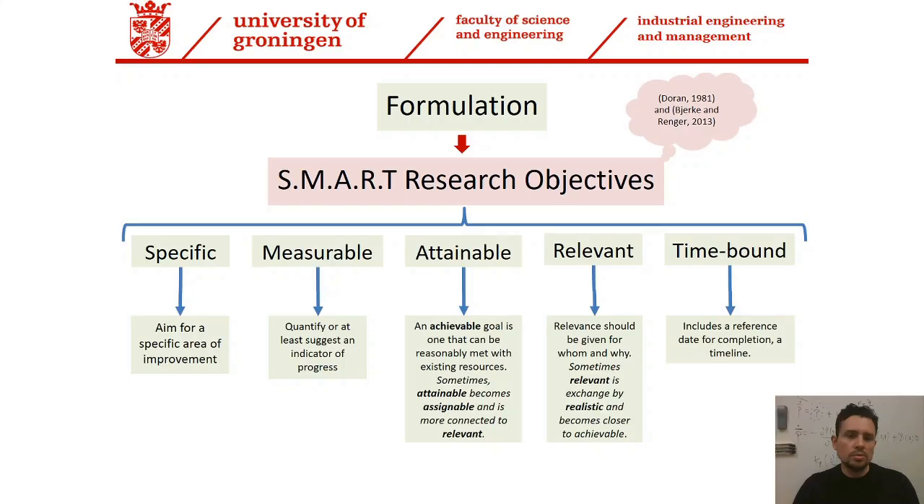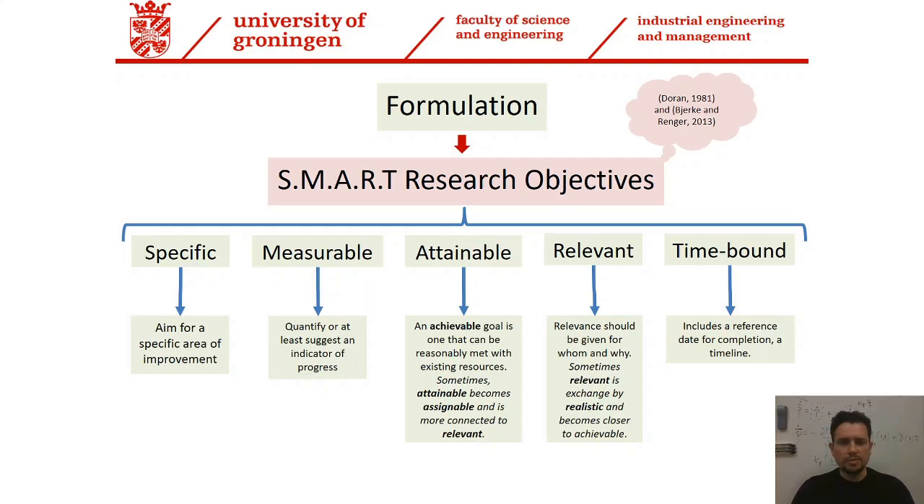The second tool that you can use is the so-called SMART tool, proposed firstly by Doran in 1981, and later on was reformulated and fine-tuned by Bjerke and Renger in 2013. You can find both papers in our Nestor tool. The objective is SMART because it should be specific. It should be connected to one particular area of interest or the connection of different areas. It's also specific because given a bigger system, you can scope it down to one subsystem.